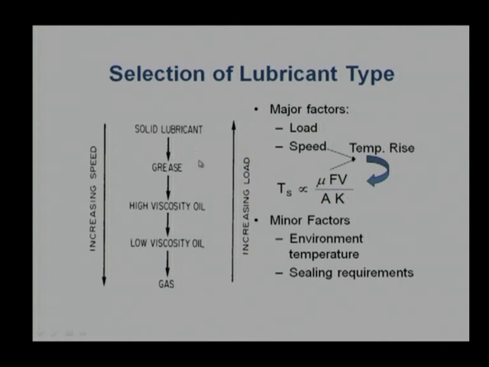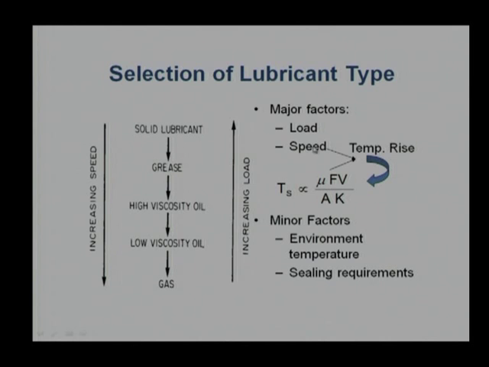So, this means that if there is a very high load and low speed application, we should choose solid lubricants. After that, greases come. We say moderate load and moderate speed. Similarly, high viscosity oil, moderate load, moderate speed. Low viscosity oil, low load, low speed. Coming to the gas, which is the extra low load, very low load, very high speed. Based on this, we can choose the lubricant, whether we opt for the solid lubricant, grease, semi solid, high viscosity oil, low viscosity oil or gas.